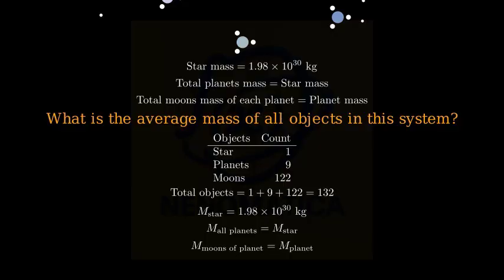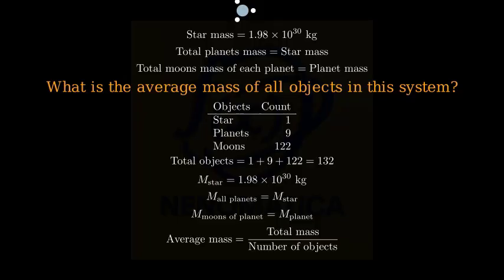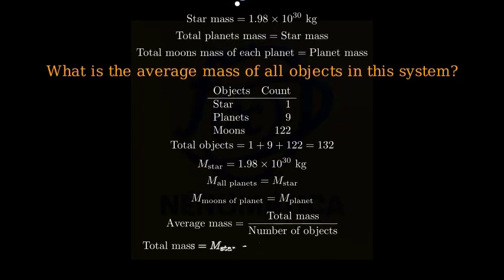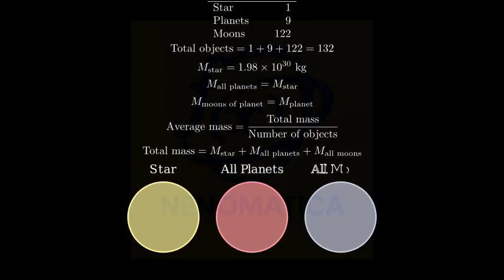Now, let's think about how to find the average mass. The average mass is the total mass divided by the number of objects. To find the total mass, we need to sum up the masses of all the celestial objects, the star, all the planets, and all the moons. Let's use the relationships we know to calculate the total mass.